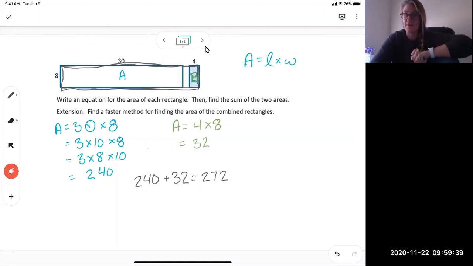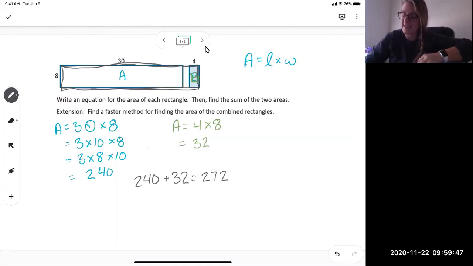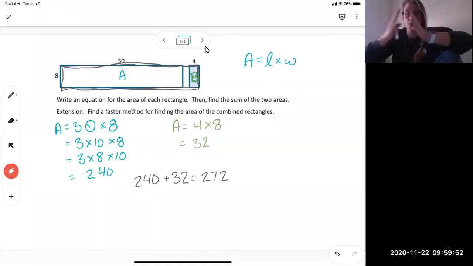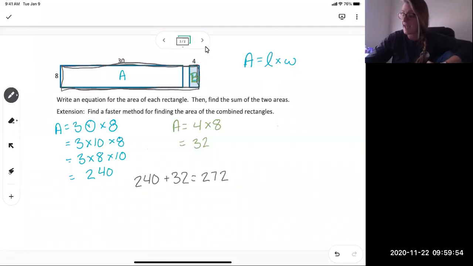A faster way for finding the area of both rectangles is also the more efficient way. So we would add together our lengths, 30 and 4, to get a total length of 34. And then we would multiply that times our width. And we should end up with the same answer. So when we're multiplying 34 times 8, the most efficient way, the fastest and simplest way to get this answer would be by doing the standard algorithm.